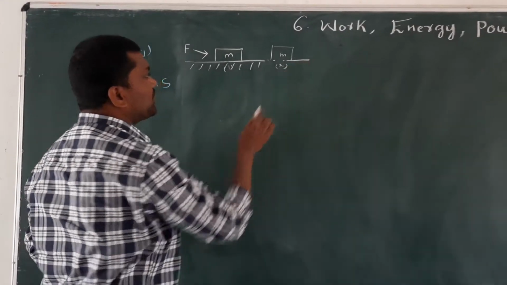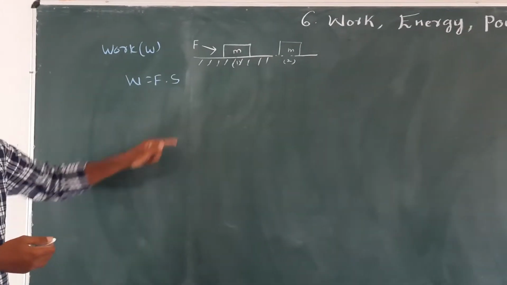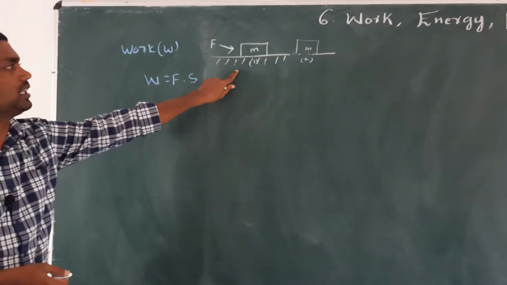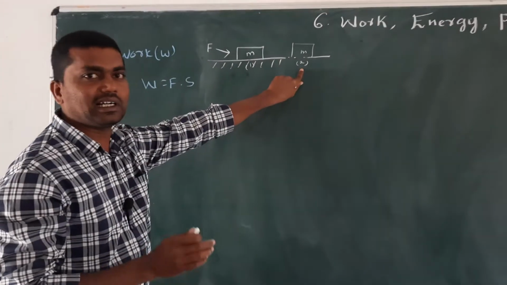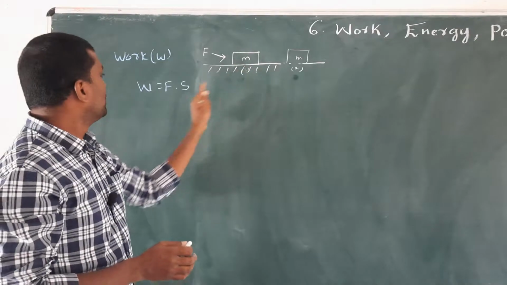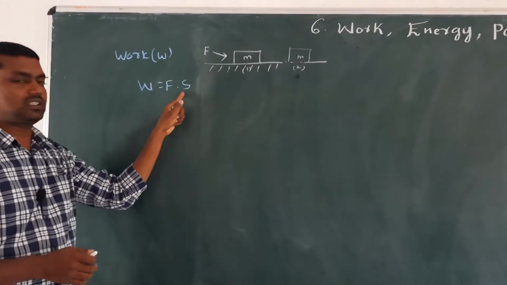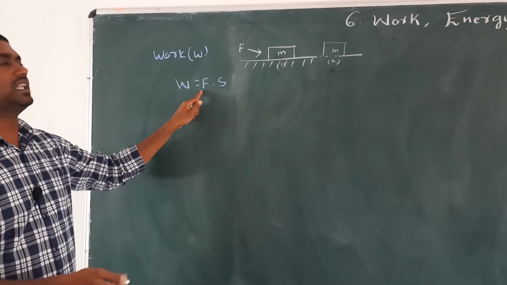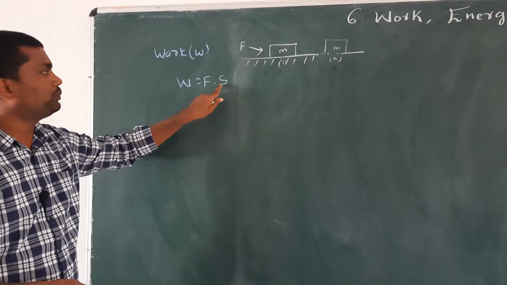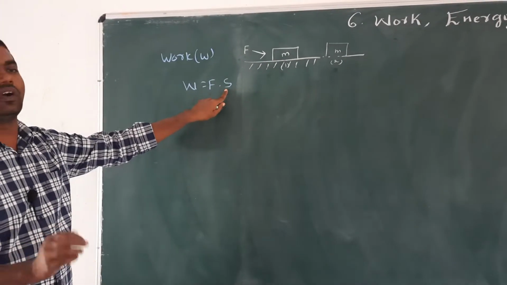So when we are applying some force on the object, the object's position changes from one place to another. It is called displacement. So where W is equal to F dot S, the product of the applied force on the object F and the object's displacement is called work.